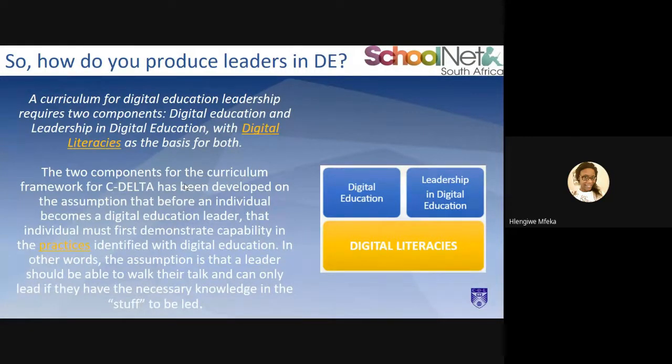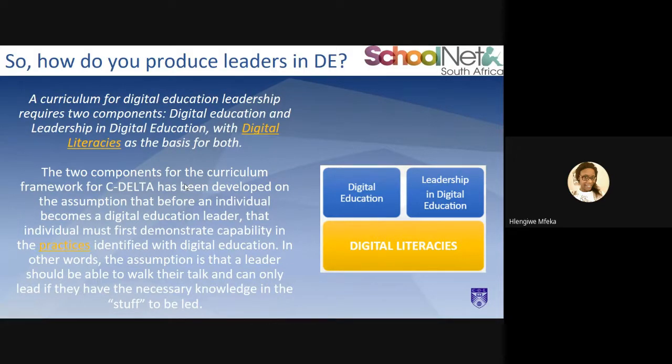Then we have one component, which is digital education that is both for educators, practitioners, as well as for students. Now, talking about the students, we're talking about students from perhaps grade six onwards, including tertiary education students. Then we have this other component, which is leadership in digital education. That one is specifically for educators or practitioners.